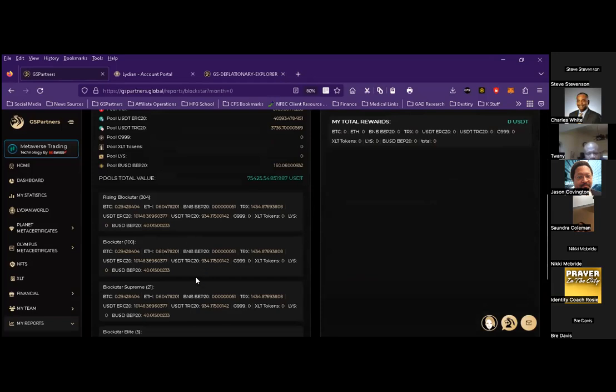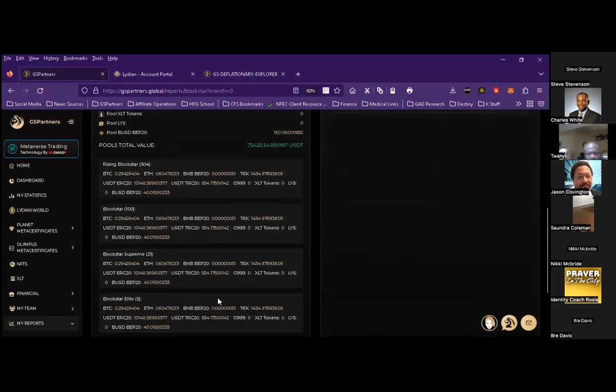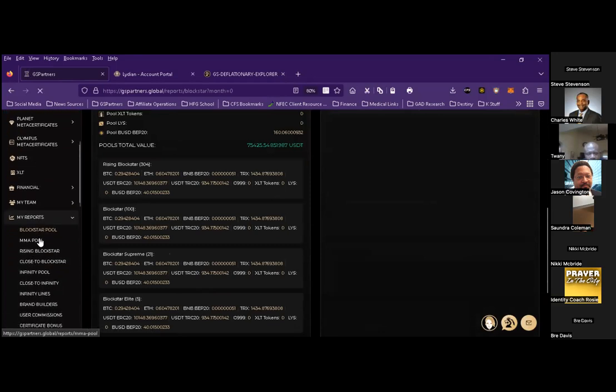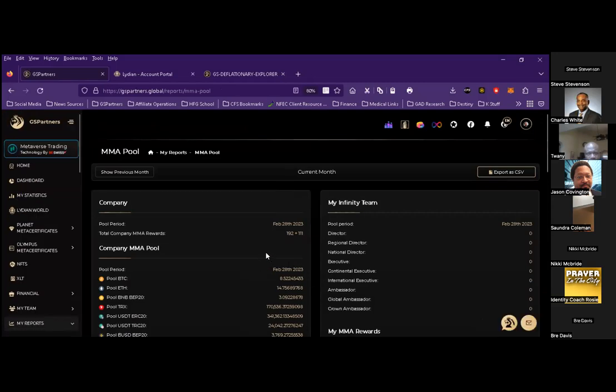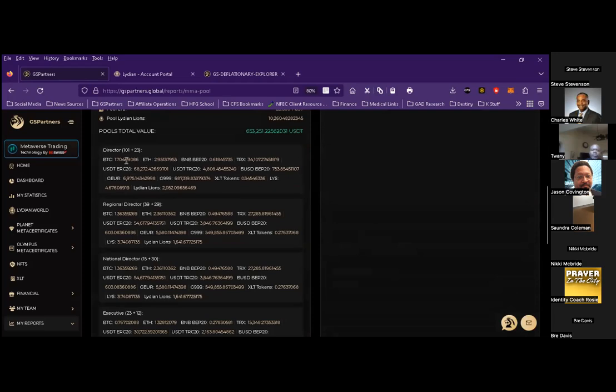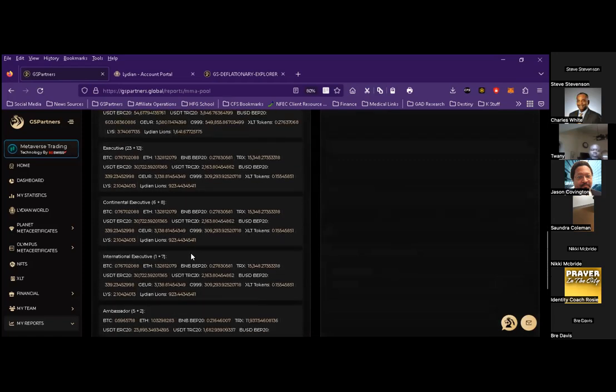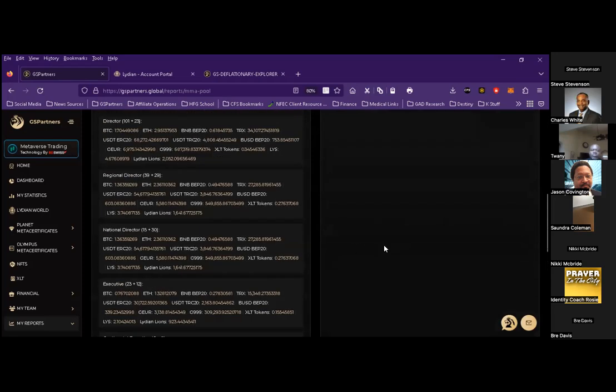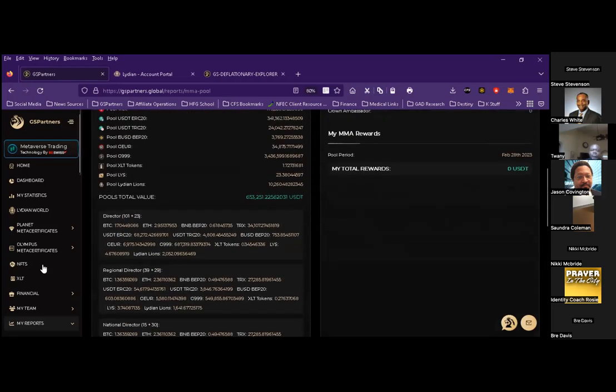So Rising Blockstar, Blockstar Supreme, and the new Blockstar Elite. Under that is the MMA pool, the mid-month accelerator. It'll tell you basically the same kind of stuff, only it talks about the Infinity. Note that Blockstar is monthly, and the Infinity pools pay out twice, mid-month accelerator and the end of the month. So it'll show you what each rank will get. And basically this is the total sum, but it will actually show you what you will get over on the right-hand side under total rewards.